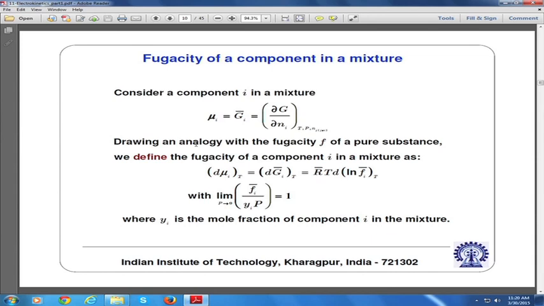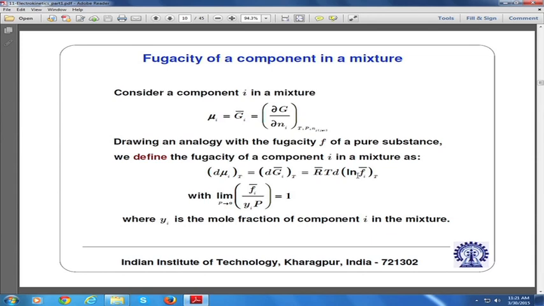So, consider a component I in the mixture. For that, mu I is equal to G I bar, which is equal to del G del N I at T, P, NJ, J not equal to I. So, you can write this as d mu I is equal to RT d ln F bar I. That F bar I is the fugacity of component I in a mixture, that is how you write it. Now, look at the limit definition. With the limit as what?